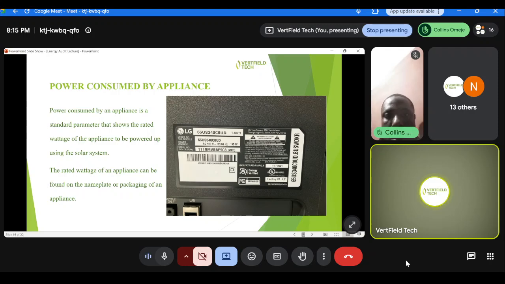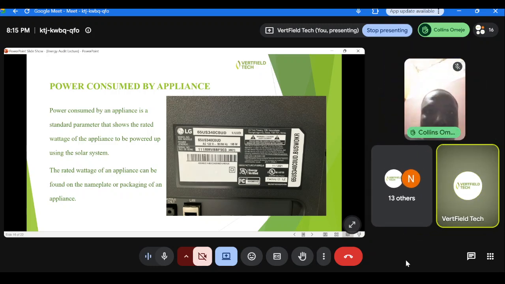Please, this is a little task for every one of us. I want you all to look at this TV critically. Can anyone tell us the power consumption of this LG TV in less than one minute? If you cannot see it properly, please zoom in on your screen with your fingers for you to see it properly. Can anyone see the power consumption?